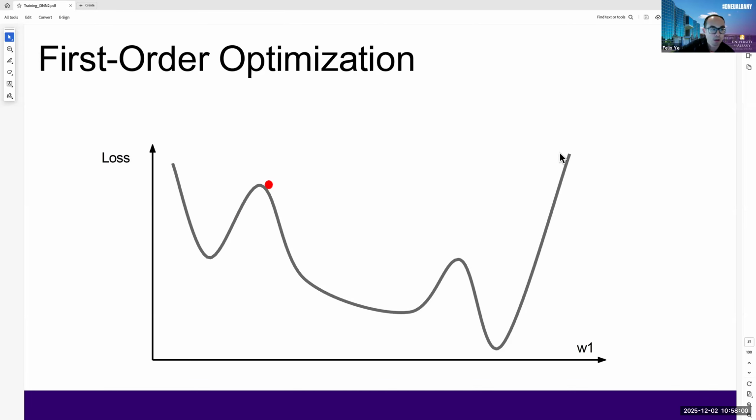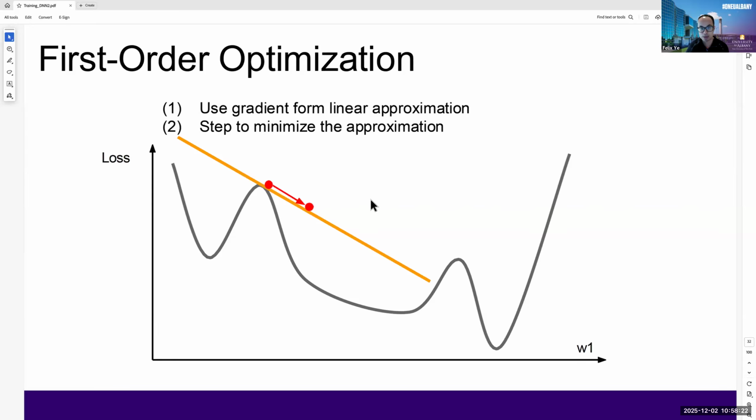Okay, so that's all these fancy first order optimizations. What we did is we only use first order information, that is, we use the gradient information to do optimizations. All the optimizations that we presented are first order. We use the gradient from the linear approximation and step to minimize it. Then we use the gradient information to minimize the approximation.